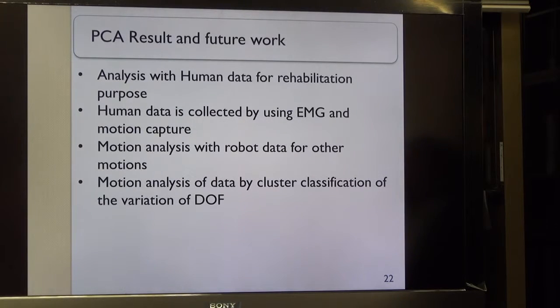So the PCA result and the future work, the result I already showed. The future work is analysis with human data for rehabilitation purposes, where human data is collected by EMG and motion capture, and other motion analysis with the robot, involving some other methods for the analysis along with PCA.